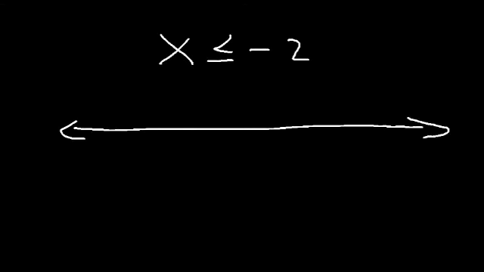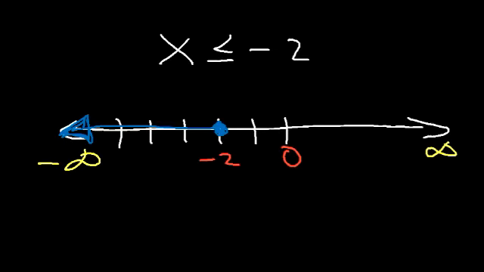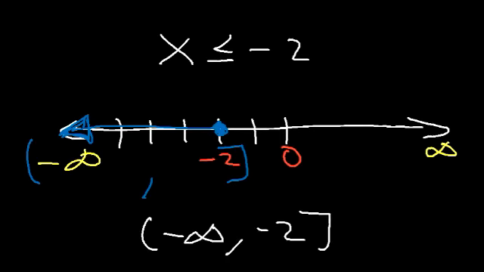Now what about this one? Let's say x is less than or equal to -2. Go ahead and plot it on a number line and write the answer using interval notation. So this time we have a closed circle at -2, and we're going to shade to the left since it's less than. So the answer in interval notation is going to start from negative infinity and it's going to stop at -2. So you can write it like this. And since it includes -2, we need to write a bracket.